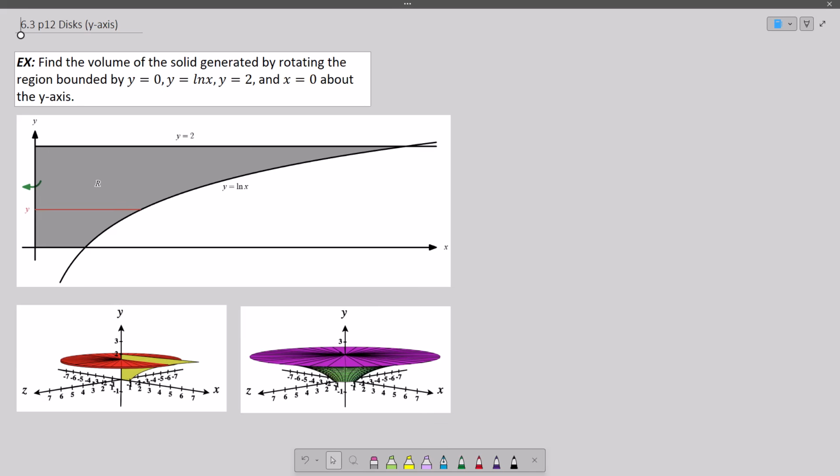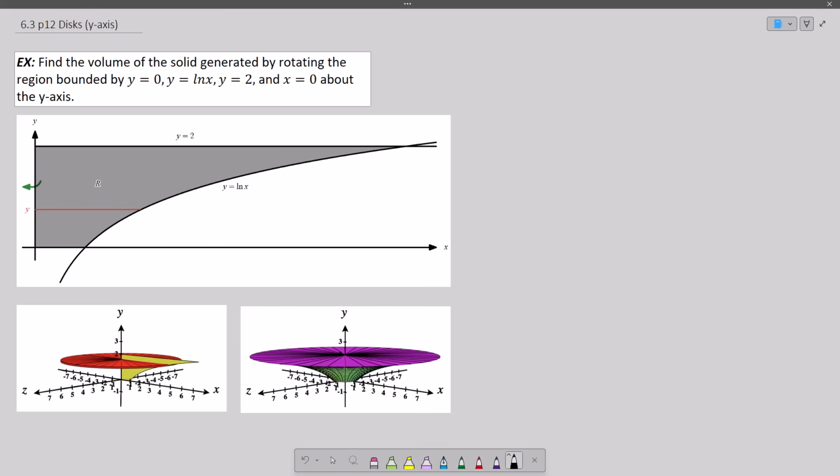So the first one we're going to do will default to disks. This region, this 2-dimensional region, when it rotates around the y-axis, it actually touches the y-axis, so the inner curve will be 0. So this representative rectangle, when it rotates around, is creating a disk and not a washer. So that q function is 0.